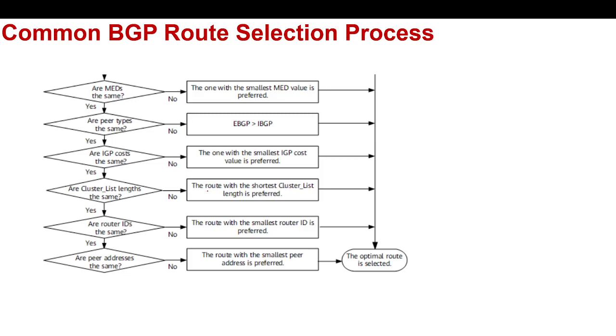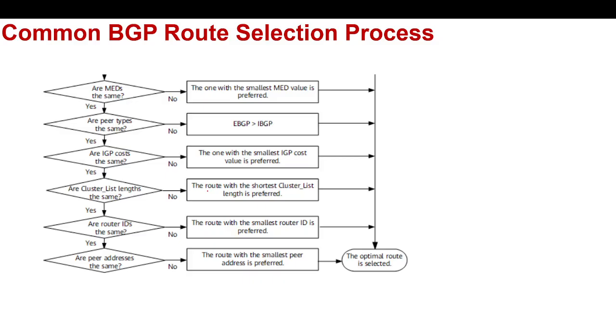Now you need to compare the cost for these two iBGP routes. We have other things like the cluster list length, the router IDs, and we also have the peer address. Once you go through this process, BGP will determine the best path.